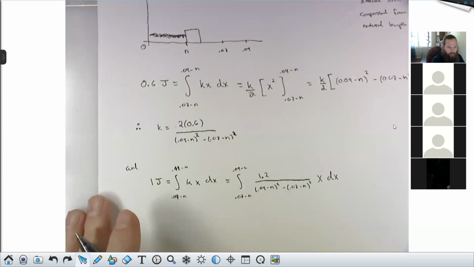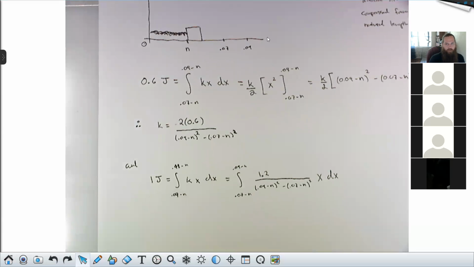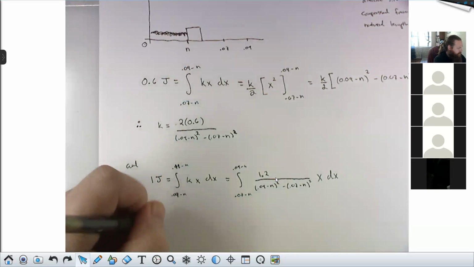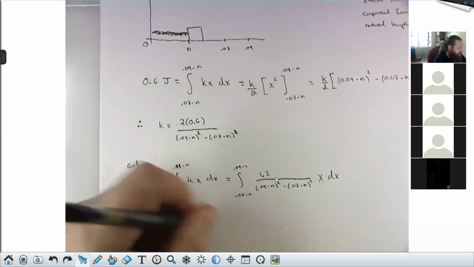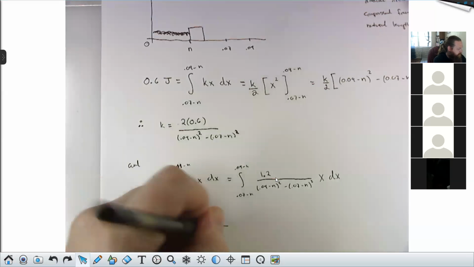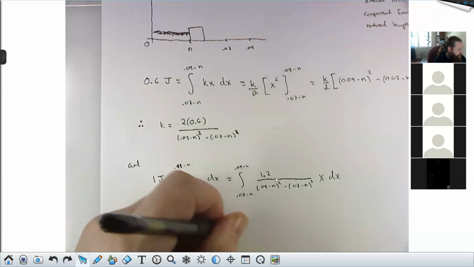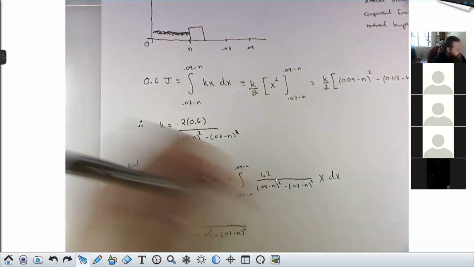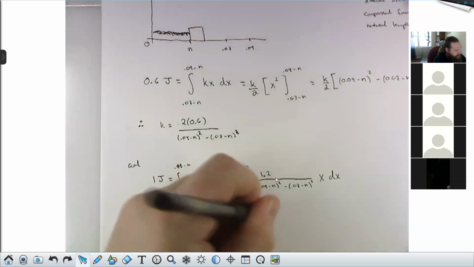I won't spoil it for you. The rest you can do on your own. But this is the big step, realizing to set the bounds like these. Solve for k in the first one, then plug into the second one. So all of this is equal to 1. And then you crunch this integral out, and you'll have an equation you can solve for n. It's really not that bad. 1 equals 2 divided by (0.09 minus n) squared minus (0.07 minus n) squared, times x squared over 2.